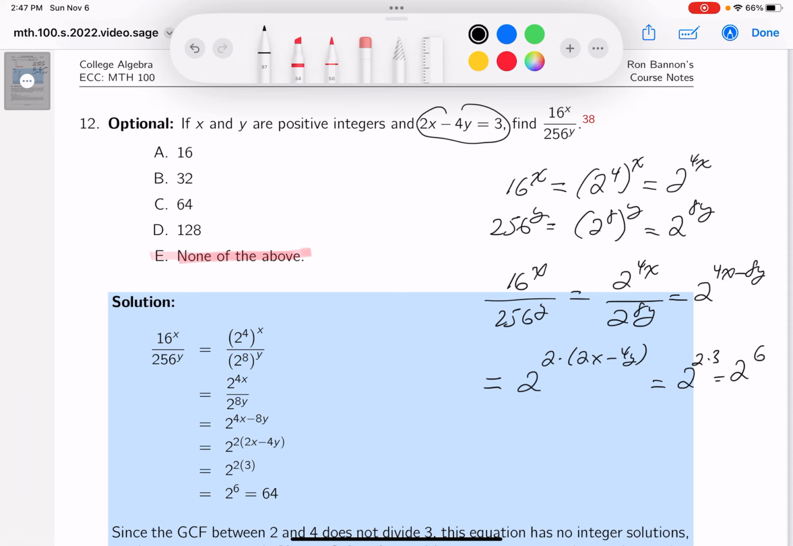Well, let's go through that. 2 times 2 is 4, 8, 16, 32, 64. So I realize some students might say 64 is the correct answer. It's not. Again, why is it not? Because there are no positive integer solutions to that particular equation, right? It has no integer solutions, by the way.